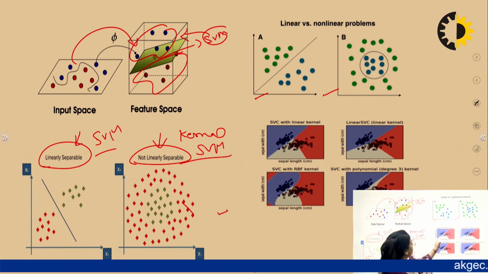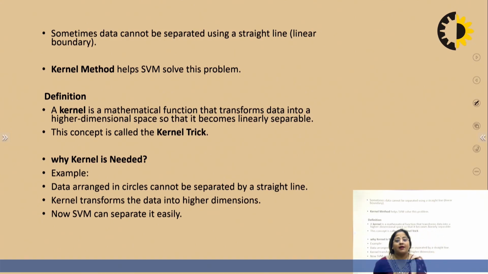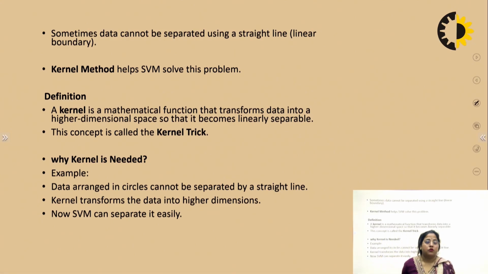So the same thing is this. Here the linear kernel easily classifies into different classes, but the problem is that it is not classified properly. So sometimes data cannot be separated using a straight line boundary. That time we use the kernel SVM. How does kernel SVM solve this type of problem? The definition: a kernel is a mathematical function that transforms data into a higher dimension space so that it becomes linearly separable. This concept is called the kernel trick.